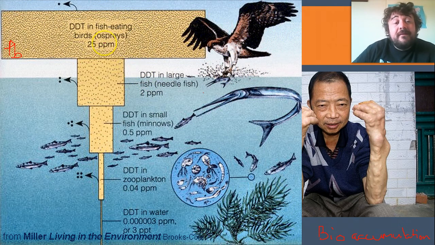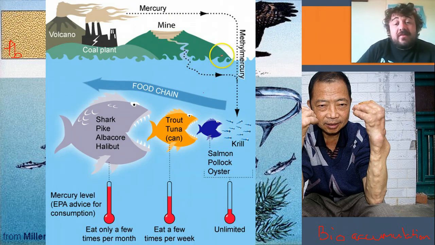So then the DDT starts to build up in the bird which eats the big fish, because it doesn't eat one fish, it eats lots and lots of fish. And you can see how it just increases. And we've got another diagram to show that. So here we've got methyl mercury. Methyl mercury is pretty bad, causes lots of dramas.